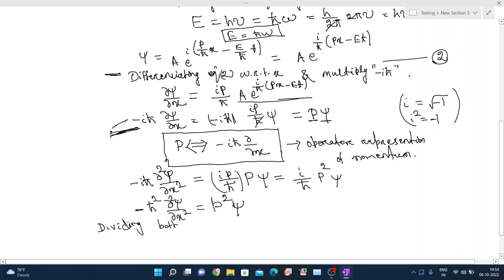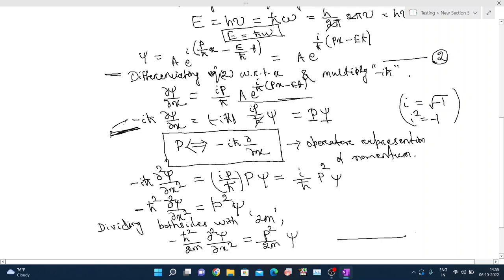On both sides, with 2m, we divide, so we get minus h cross squared by 2m del square psi by del x square is equals to p square by 2m into psi. Suppose this is equation number 3.